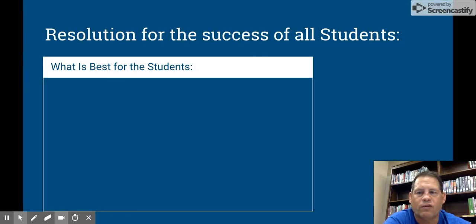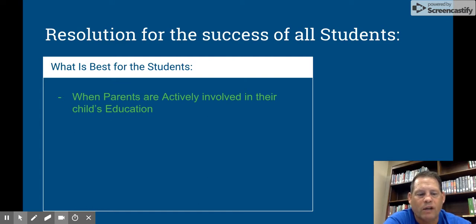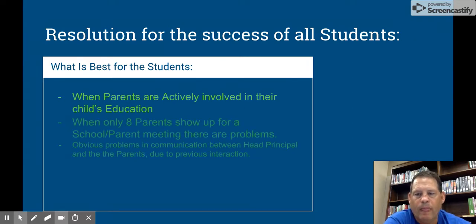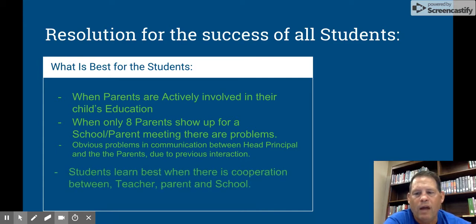Resolution and success for all students. What is best? Number one, we have to keep in mind what is best for the students. And when parents are actively involved in the child's education, we know that all research says that it leads to better school improvement. Also, when only 8 parents showed up for a parent meeting, there's an obvious problem. And we've got to get through those problems between the head principal and the parents due to possible previous interaction that existed. And then students learn best when there is cooperation among everybody, all the stakeholders involved: parents, teachers, and school.